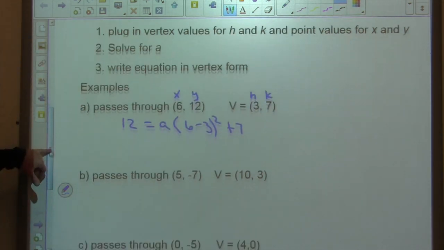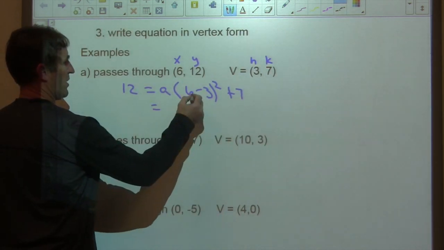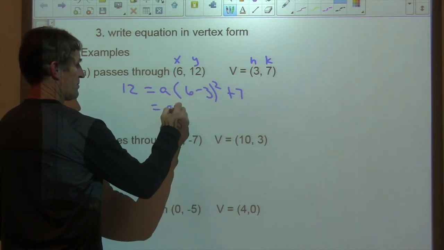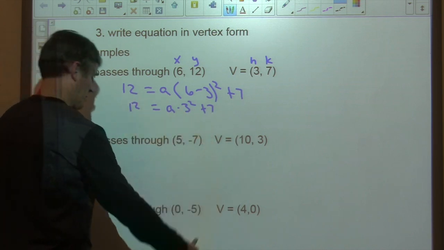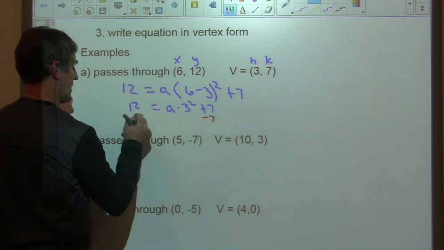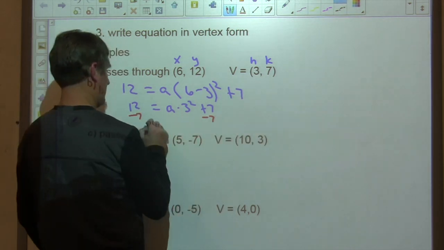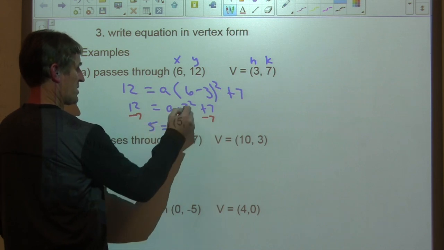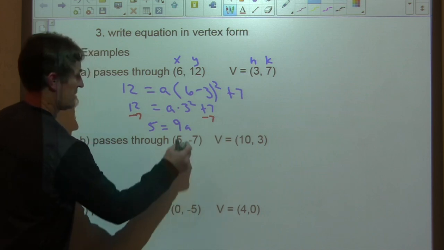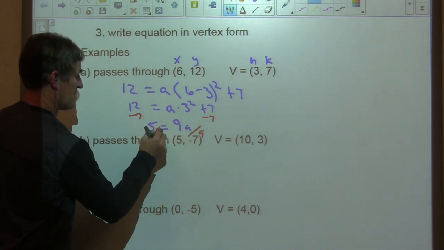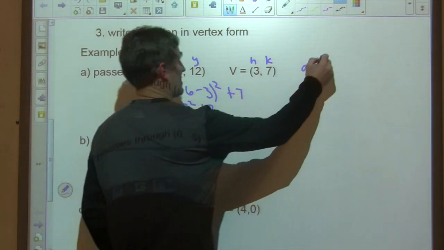So we simply plug those values in, and now we solve for a. Over here I get 6 minus 3 is 3 squared. So we're going to move that 7 to the other side by subtracting 7. And so we get 5 equals 3 squared is 9, so I'm going to write that as 9a. And then we simply divide both sides by 9. And so now we know that a equals 5/9.